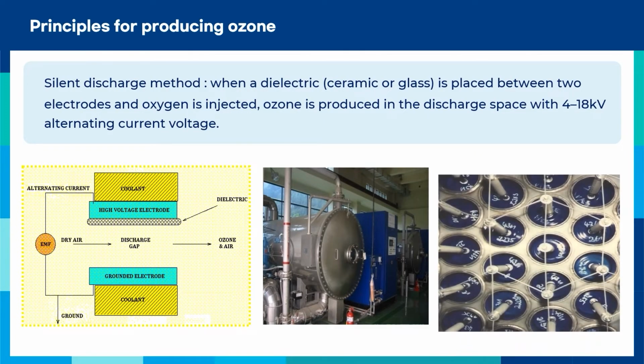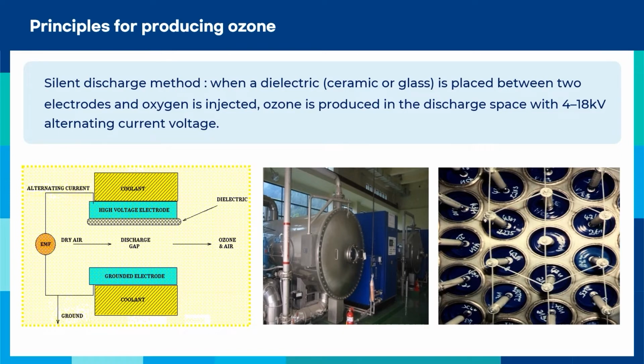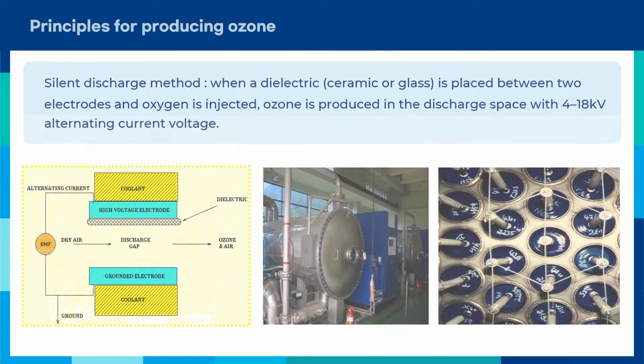Ozone is a very unstable substance and has strong oxidizing power, so all facilities handling ozone must use corrosion-resistant materials. And if leaked, it is harmful to the human body, so it must be removed through an exhaust ozone destroyer.